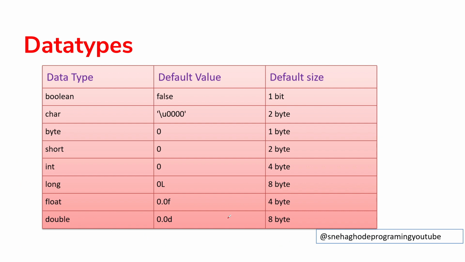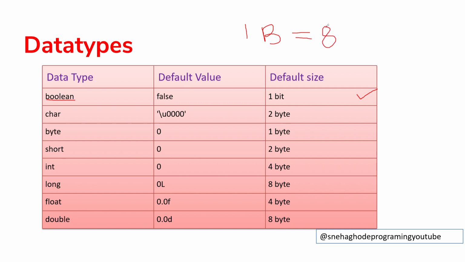Okay, so as I told you, boolean deals with true and false. Here the size of it is 1 bit. Only 1 bit, we are not talking about bytes. 1 byte is equal to 8 bits.